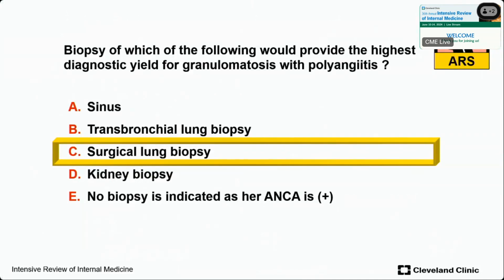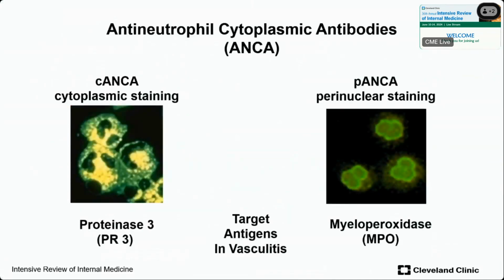So again, if we are trying to differentiate between infection, neoplasm, or vasculitis, a surgical lung biopsy would have the highest yield. So this really raises the question about the utility of this diagnostic test of anti-neutrophil cytoplasmic antibodies, or ANCA.